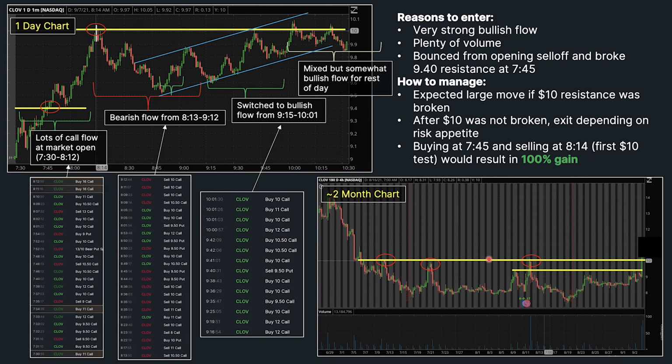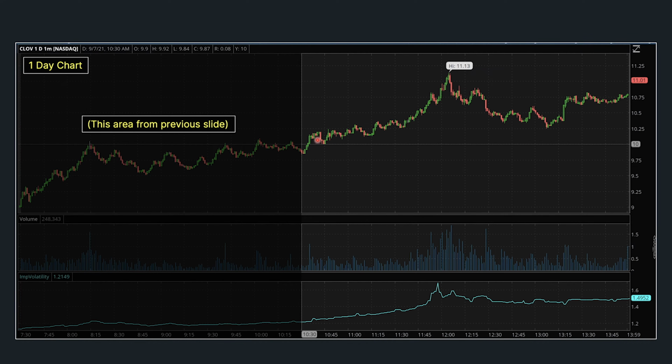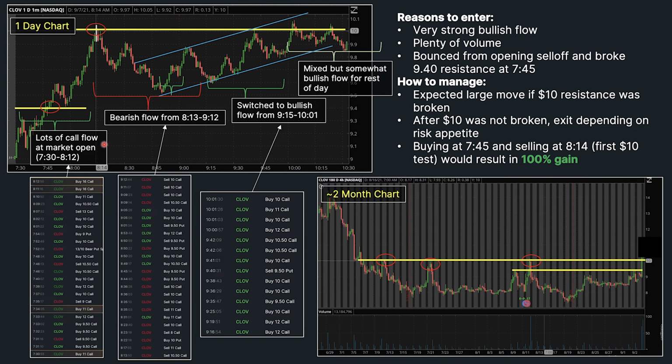However, I did come back to it later in the day, and it actually managed to make it past 10 and ran all the way up to $11.13. So those that did hold through could have made a really, really good gain. But even if you did only buy here and sell some over here, you could have easily made close to 100%, and that would be the much safer way of doing it.